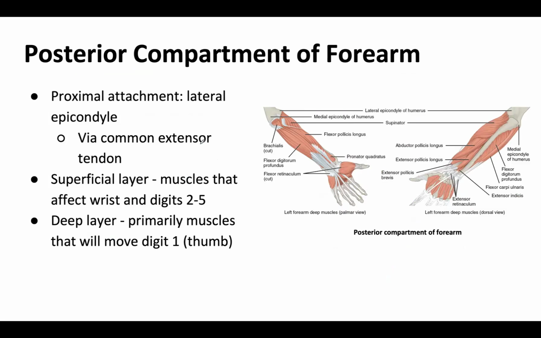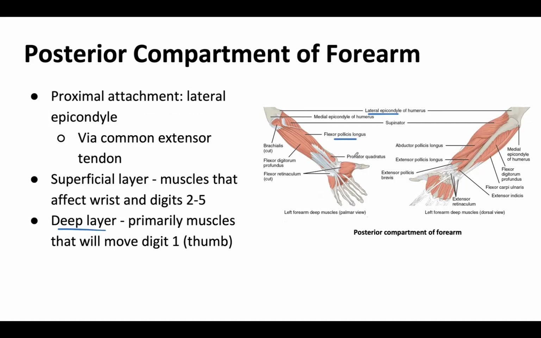The more superficial muscles of the posterior compartment of the forearm will share a common proximal attachment on the lateral epicondyle of the humerus. And if you have overuse or inflammation in this area, it is called lateral epicondylitis or tennis elbow. The superficial layer of muscles here will affect the wrist and the digits 2 through 5. And the deep layer of muscles will have muscles that primarily affect the thumb or the first digit, digit 1.